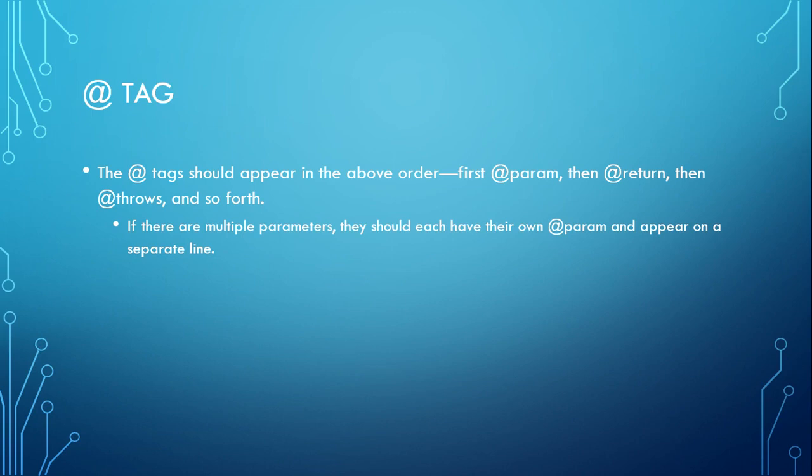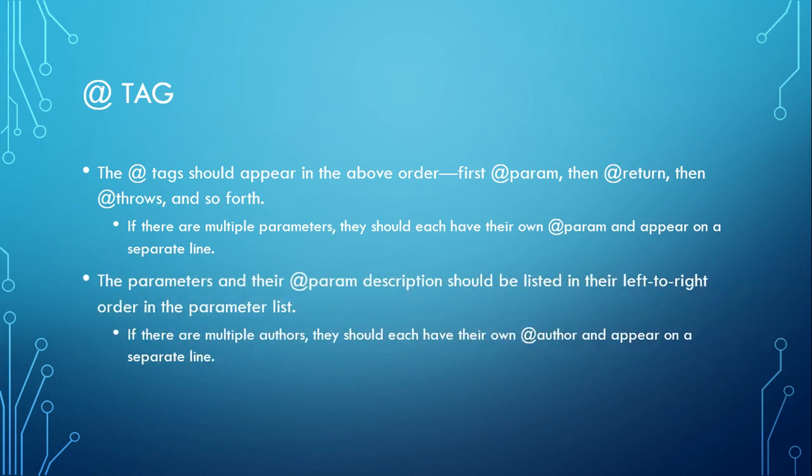If there are multiple parameters, they should each have their own @param and appear on a separate line. So let's say you had 3 parameters. Let's use the date example. We have the string name, we have a date birth and a date death. Then you'll have the parameter for the name, you'll have the parameter for the birth date, and then you'll have the parameter for the death date. The parameters in their @param descriptions should be listed in their left to right order in the parameter list.